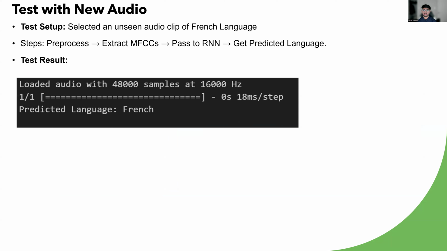After I was done getting the results for validation accuracy, I took an unseen French audio clip and tested it. The testing process is as follows. Initially the audio clip was pre-processed. Then, using MFCCs, I extracted the features and passed them to the RNN to get the predicted language. From the new audio clip that I tested, I found that it did predict the correct language as French. So when it comes to testing on unseen audio, it was doing pretty well.